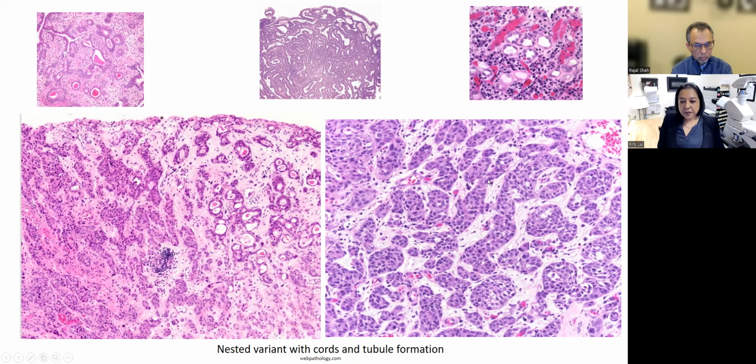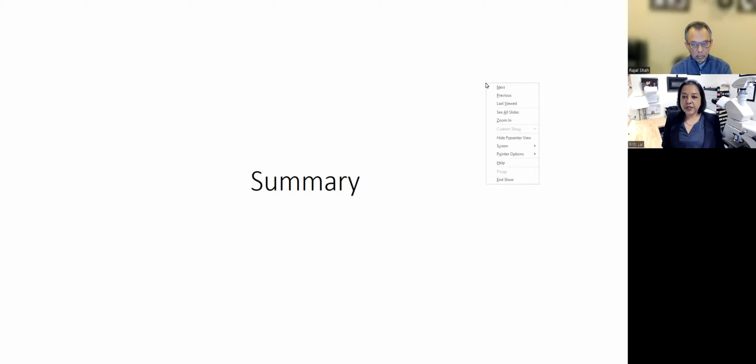And sometimes malignant entities may show some tendency towards looking trabecular, but you can easily recognize that as different, and you can recognize the invasive pattern with the reaction in the background, and the variation in size and shape of these growths into the lamina propria. So this is an example of the nested variant of urothelial carcinoma with cord and tubule formation, as opposed to nephrogenic adenoma in the previous slide. So with that, I will come to the summary of my lecture.